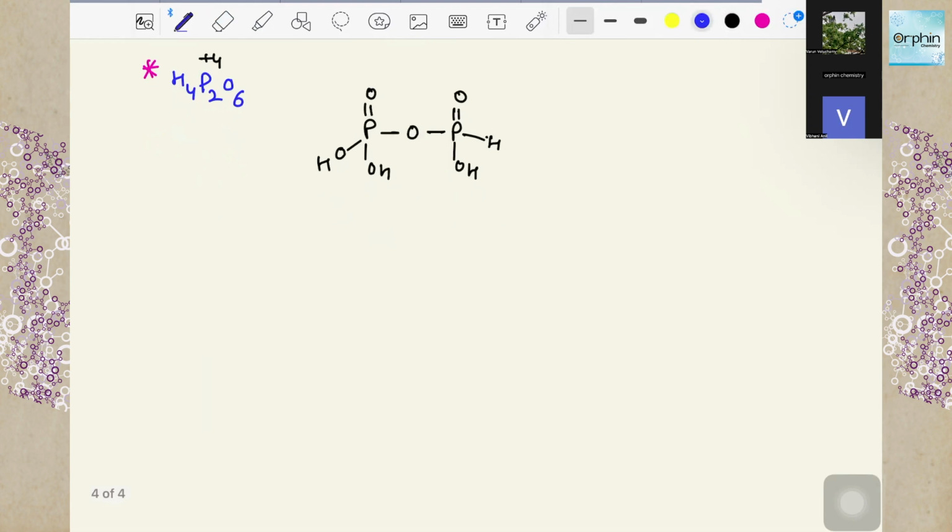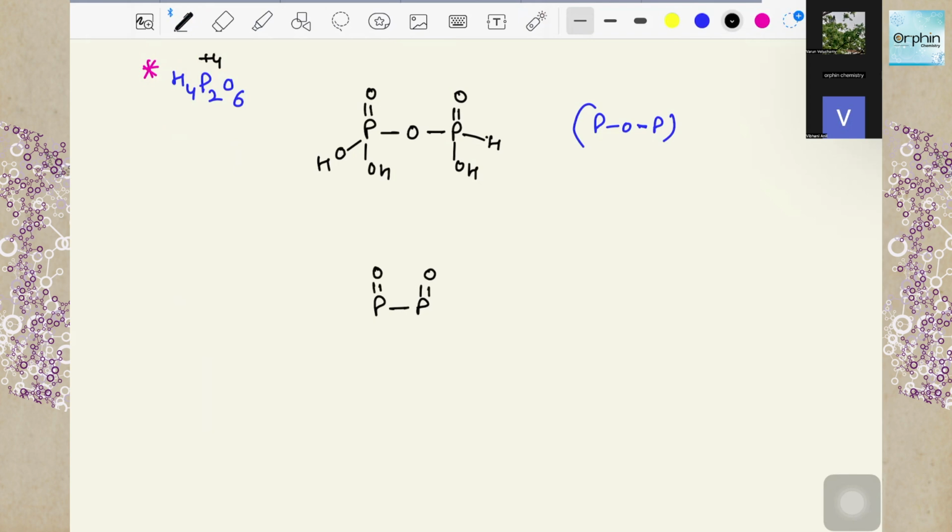Then H4P2O7. Sorry. One structure is this where POP linkage is there. But we can see the oxidation state is not maximum, it is less than maximum. So the structure which is having direct linkage also exists for this case. Okay. So P double bond O, P double bond O.